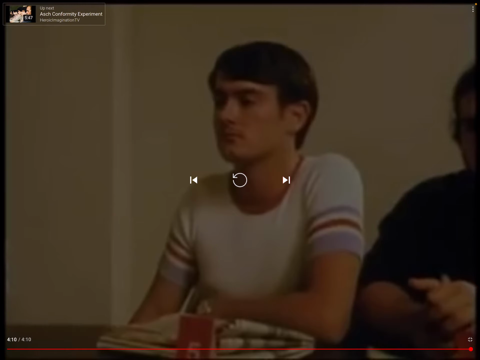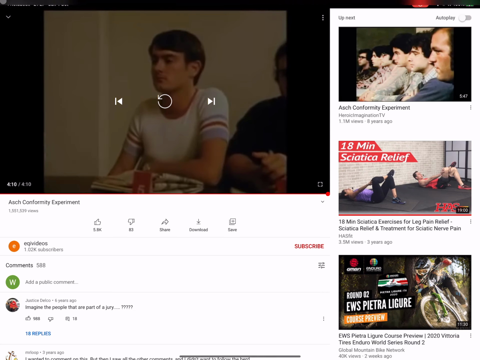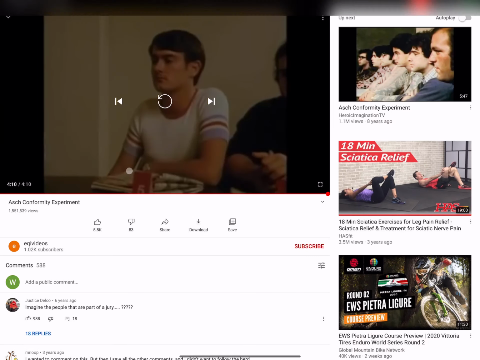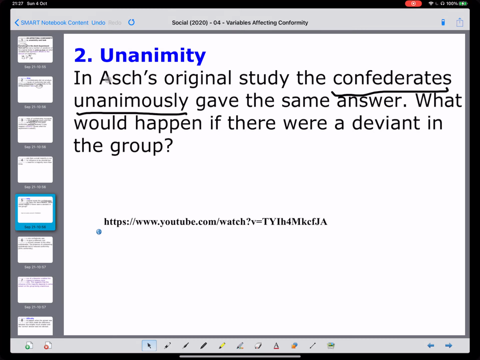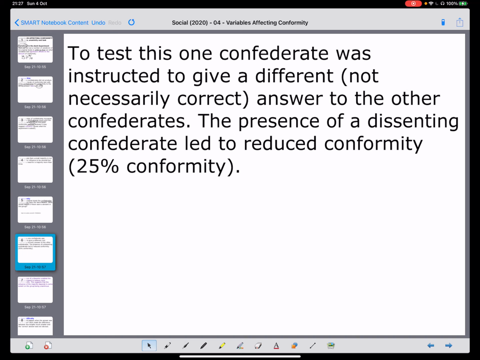Okay, so I hope you enjoyed that. I like the way that they do show that we conform for different particular reasons, and they certainly do show the unanimity example. What we see there is that in Asch's variation, he plants one of the confederates in the experiment to give a different answer to the group.